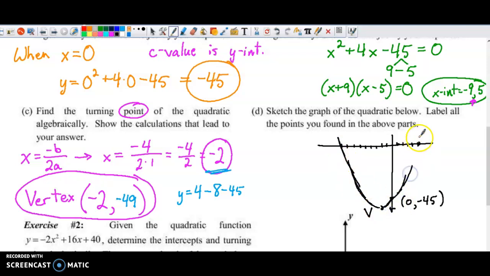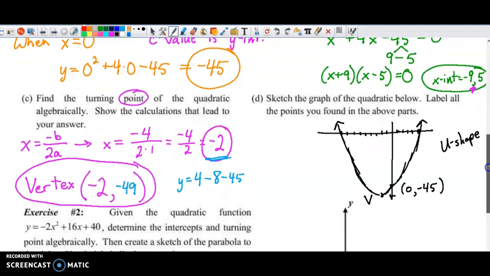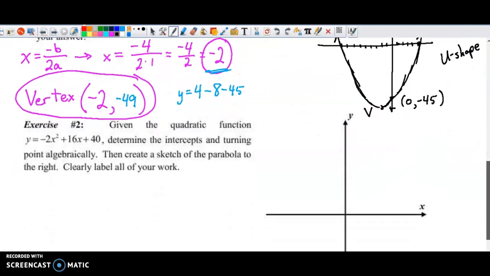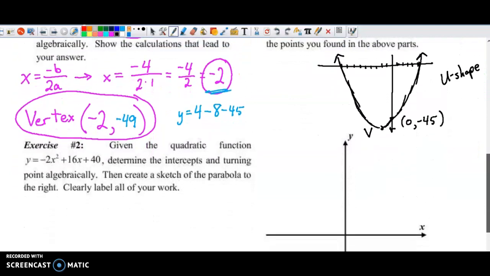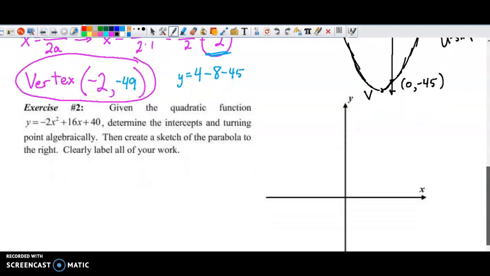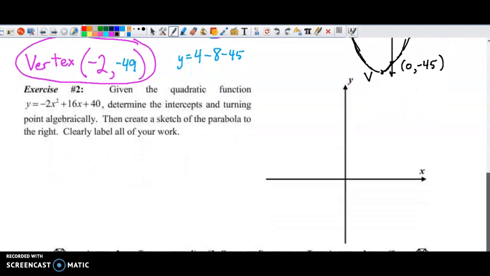This is not very good, because it's supposed to be a U shape. There's a U shape to a parabola, to a quadratic. So here's the thing: not every problem is going to give you all of that information. They're just going to ask you to do all of that. So determine intercepts, determine the turning point, and create a sketch of that. So if you list them all out, I think it makes perfect sense.